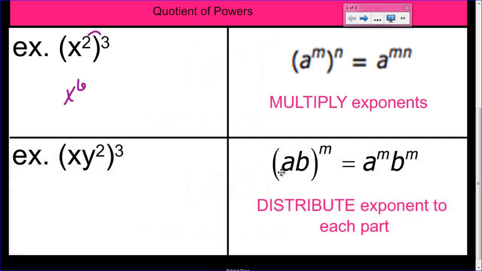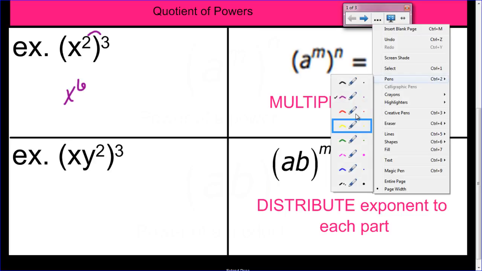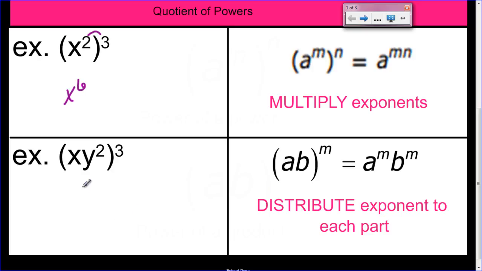So for example, this ab to the power of m would become a to the m and b to the m, because you have to distribute that m to everything. So we're going to distribute the exponent to every single part. That would include coefficients if you had coefficients in the problem. So here we go. I have xy squared to the third power. So I've got to distribute this 3 to the x and to the y. And so when I distribute it to the x, it becomes x to the third power. There's an invisible 1 right here, and 1 times 3 makes 3. Then y squared, when I distribute those two exponents, becomes y to the 6th power.